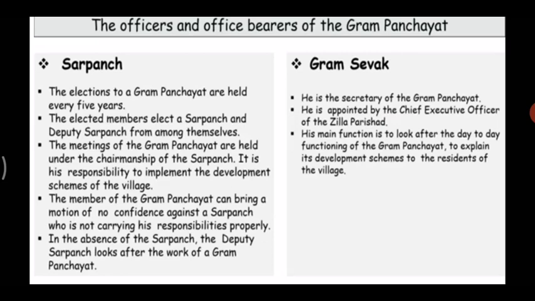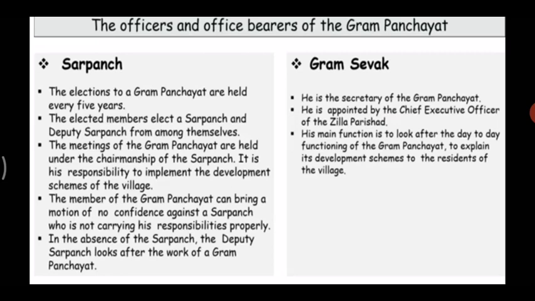Okay, they are elected through voting. The elections to the Gram Panchayat are held every 5 years. The elected members of the Gram Panchayat elect a Sarpanch and a deputy Sarpanch from among themselves. All the meetings of the Gram Panchayat are held under the chairmanship of the Sarpanch.